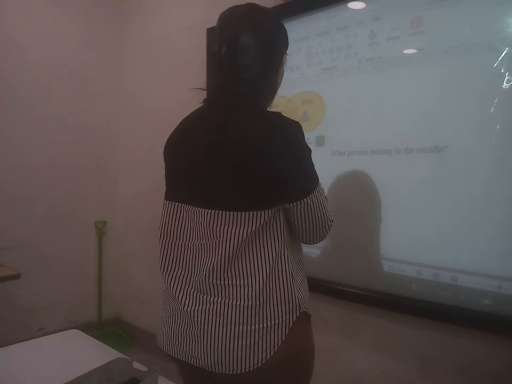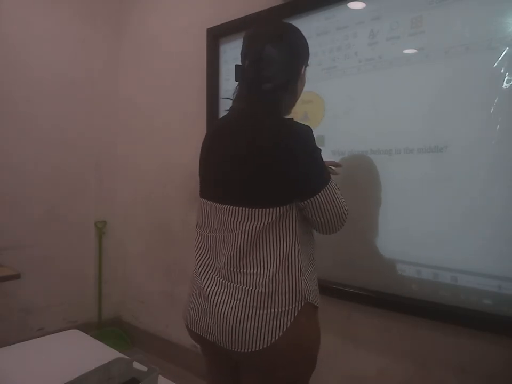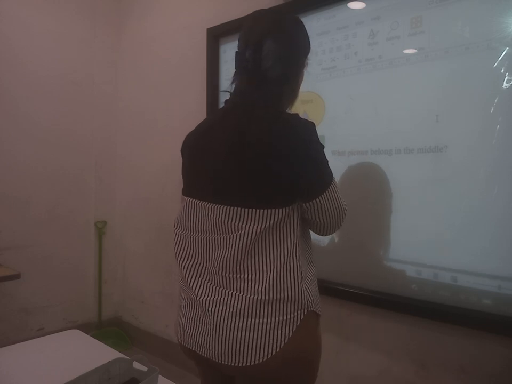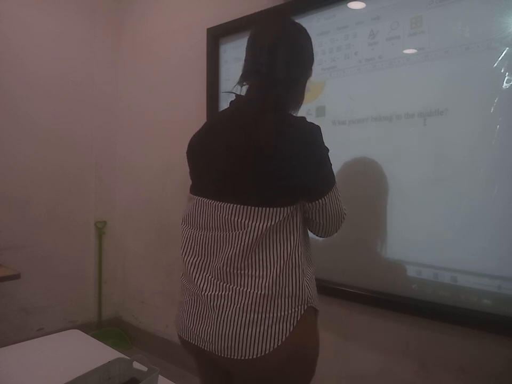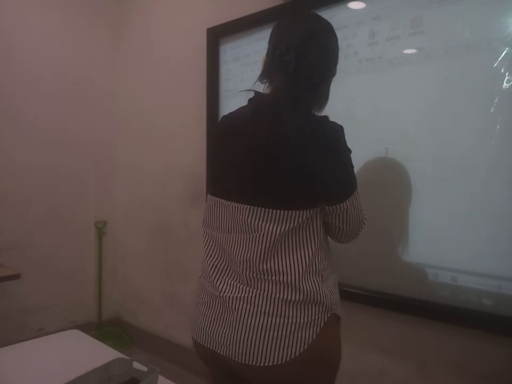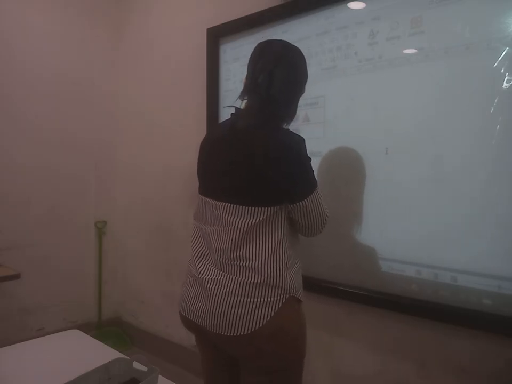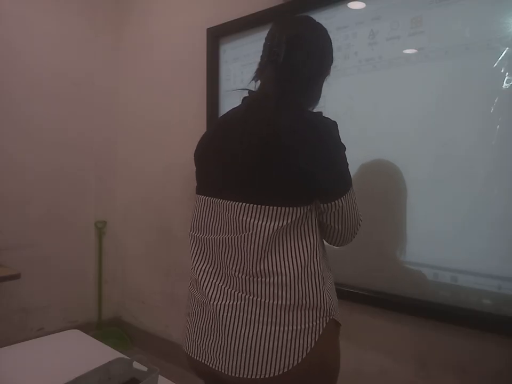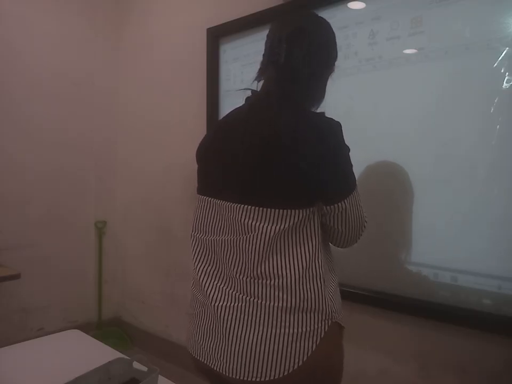What pictures belong in the middle? The pictures that belong in the middle are A, stars. This is a Carroll diagram. How many red circles are there? Red circles here are 2.